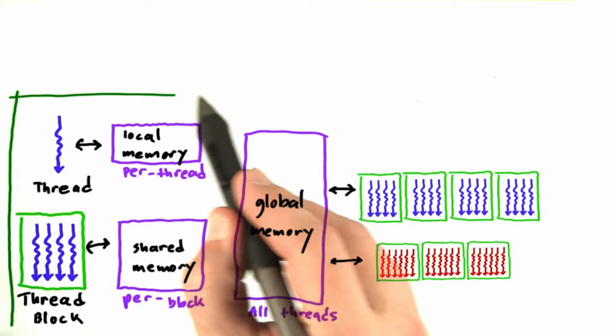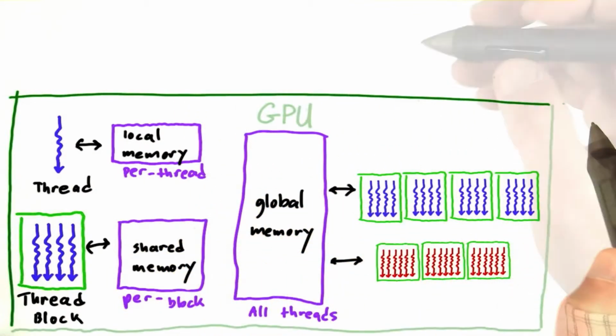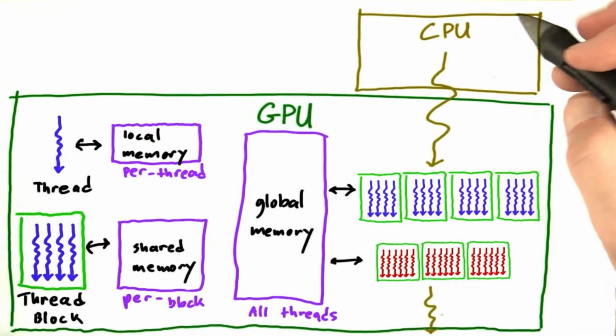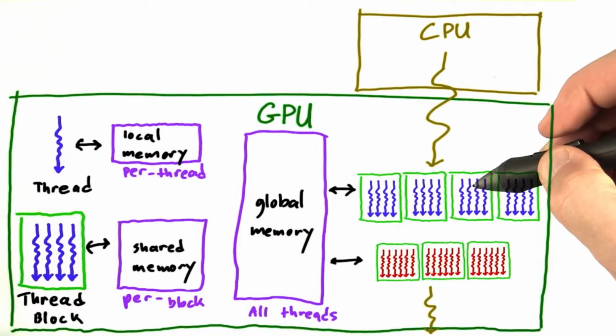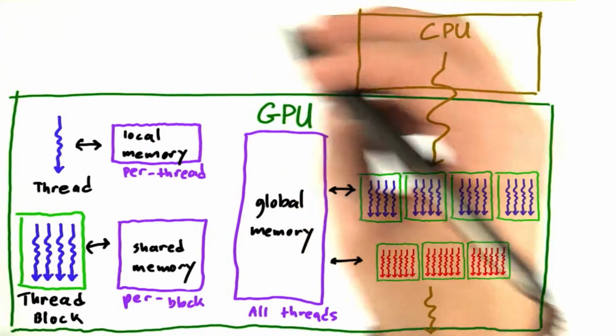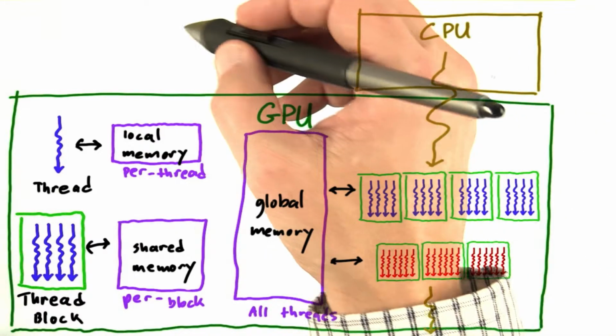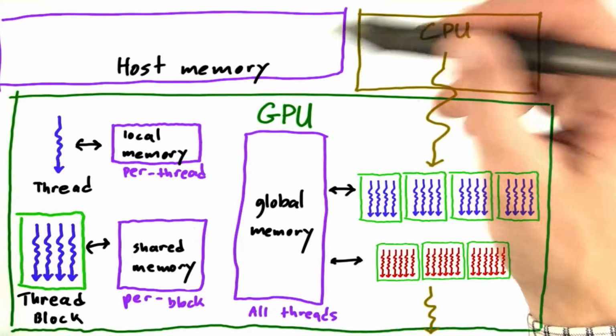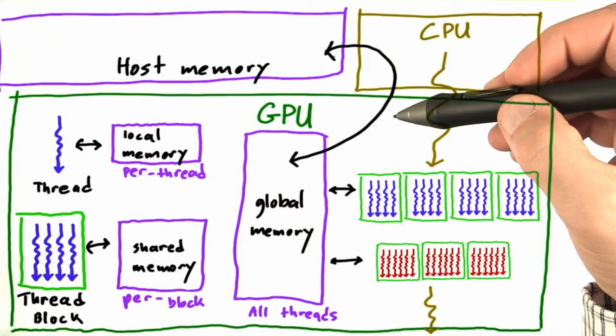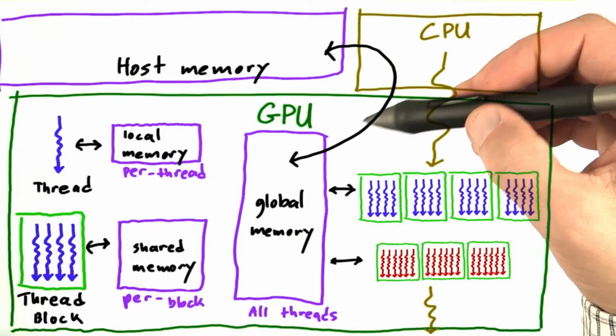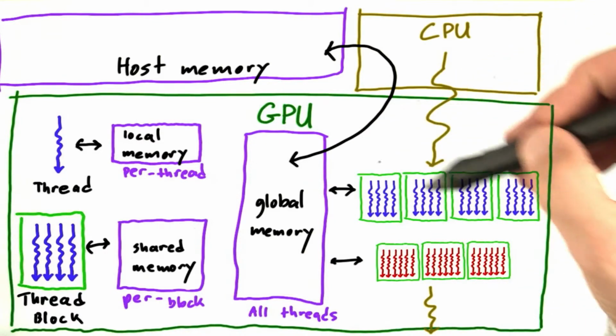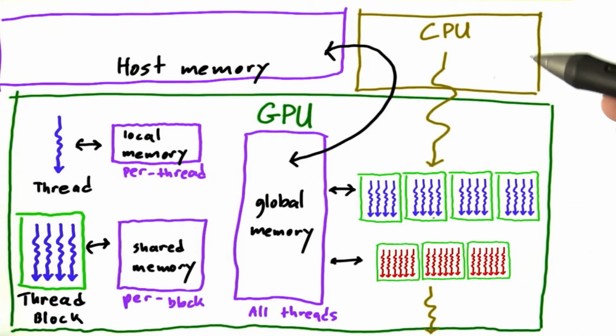Of course, everything we've been talking about is on the GPU, but there's also a CPU. The CPU thread launches the work on the GPU, and of course the CPU has access to its own memory, which in CUDA we call host memory. Usually data is copied to and from this host memory into the GPU's fast global memory before launching a kernel to work on that data. We'll talk later about how CUDA threads can access host memory directly.